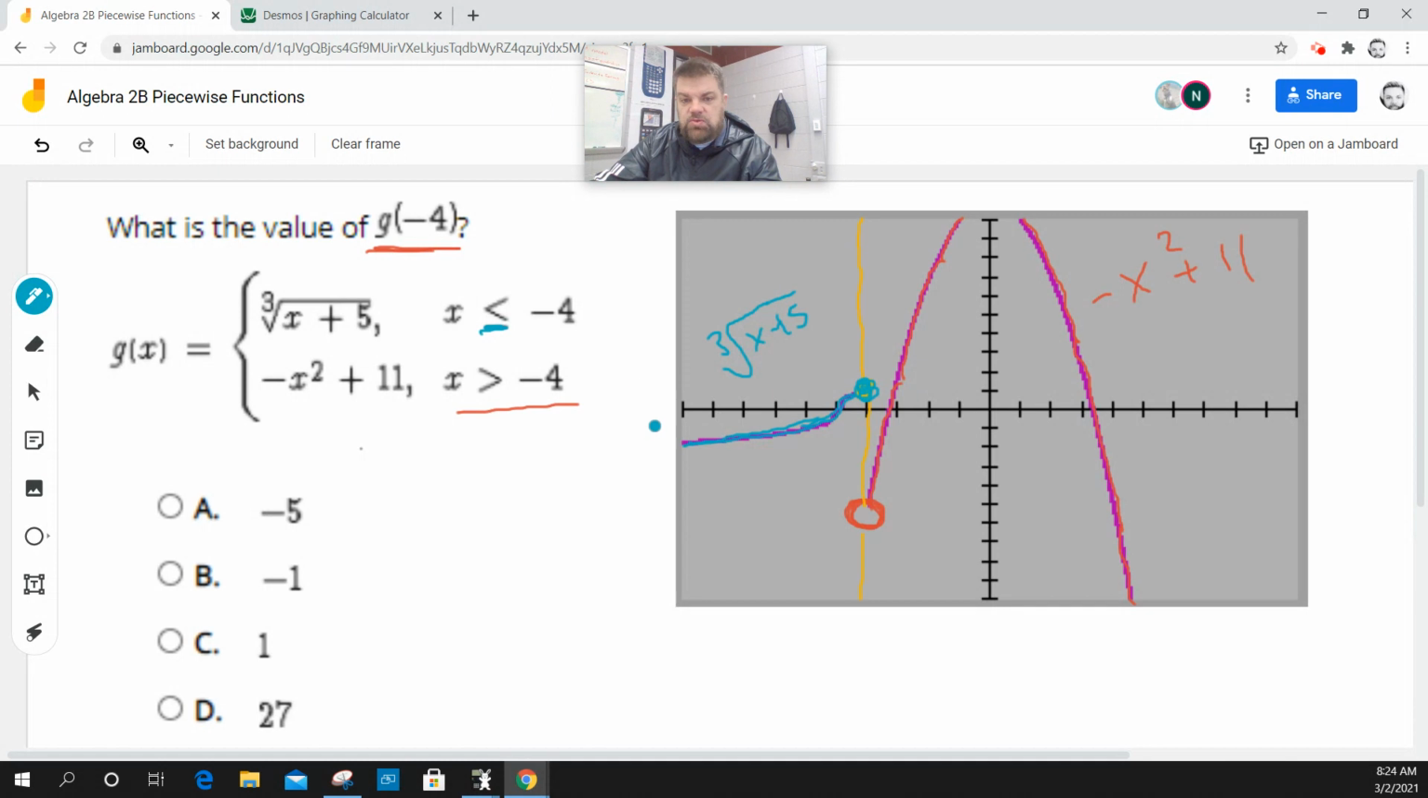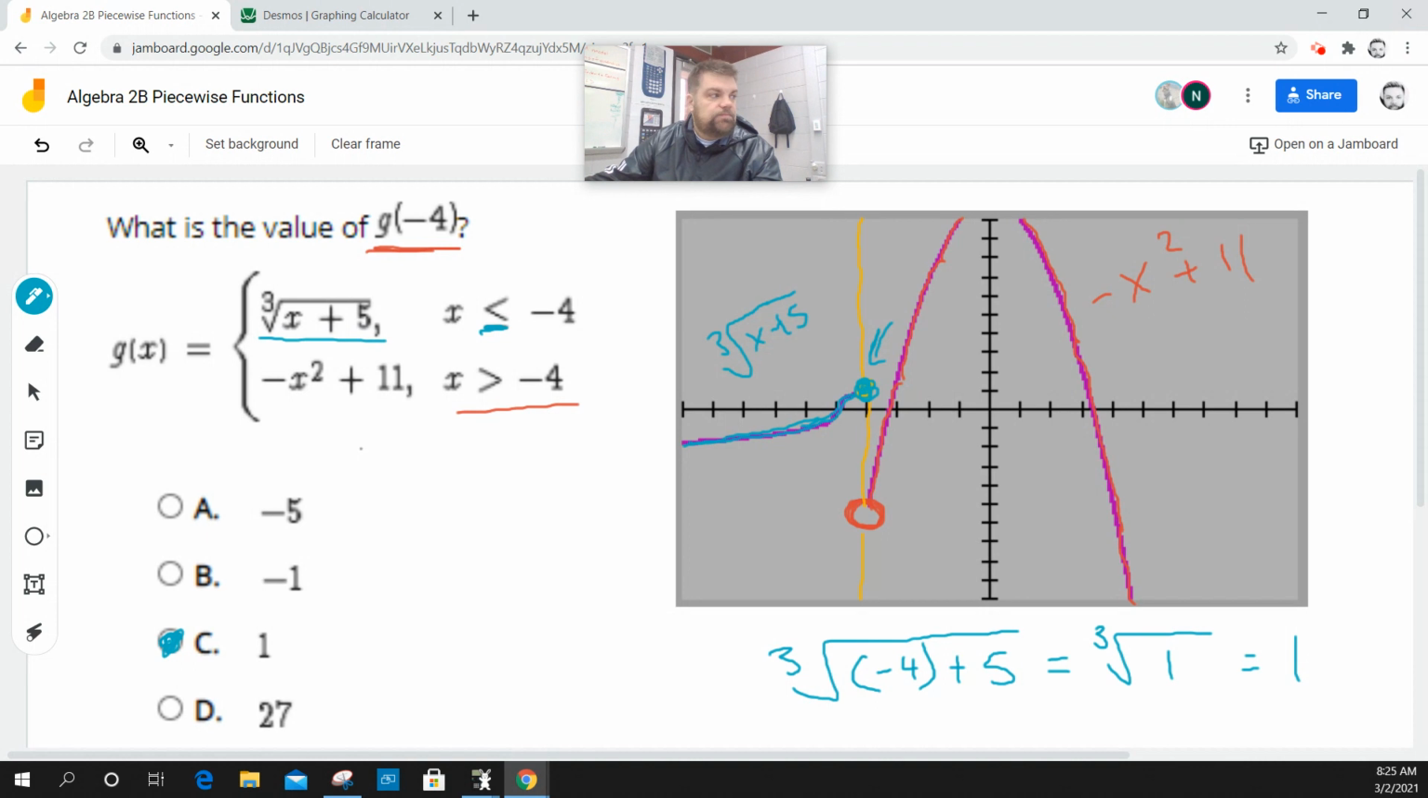But the question is, what is the value? Well, the value is whatever this is right here. In other words, if I evaluate this at x equals -4, -4 plus 5 is equal to the cube root of, what's that, 1? The cube root of 1. Well, what number do I raise to the third power that equals 1? That's just 1, right? So C is the answer.